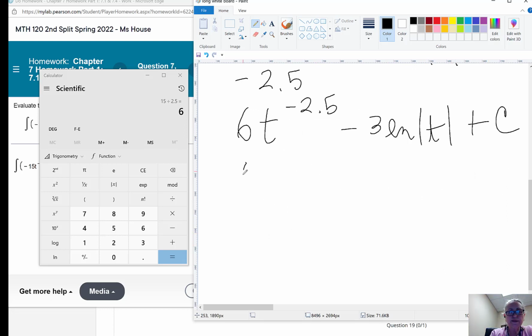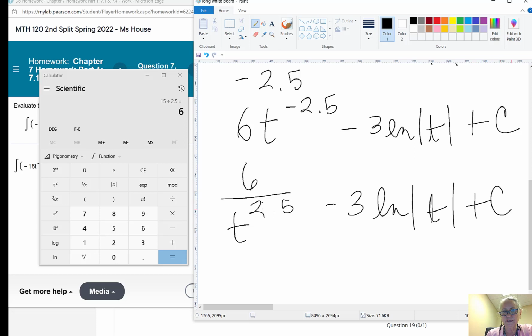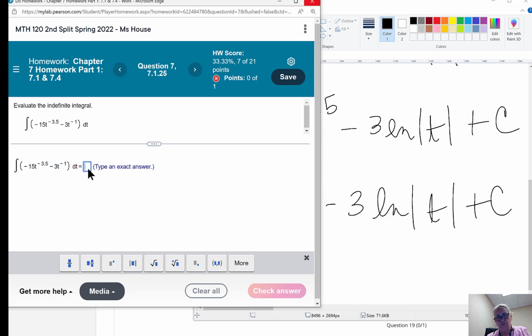And in the best format, I wouldn't leave a negative exponent. I would move it to the denominator. That's t to the 2.5. So 6 over t to the 2.5, subtract 3, natural log, absolute value of t, plus c. So let me say that again. 6 divided by t to the 2.5, minus 3, natural log, absolute value of t, plus c.